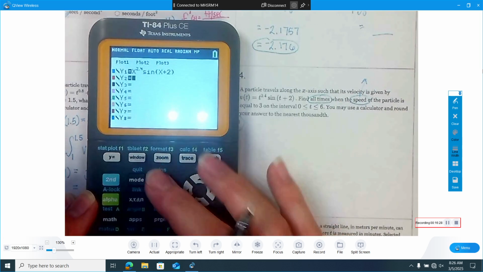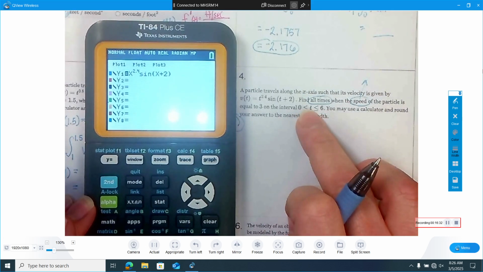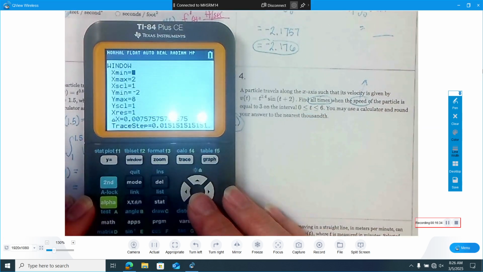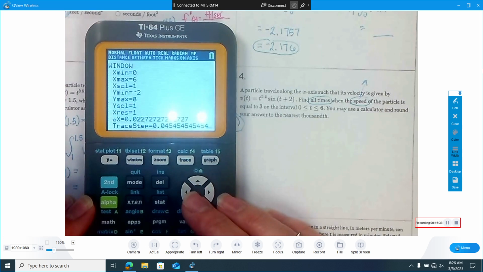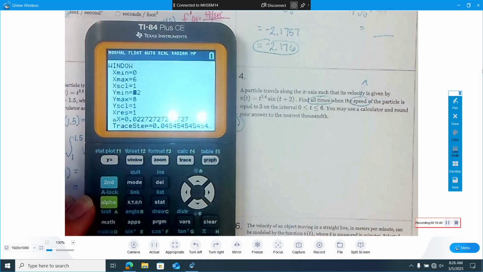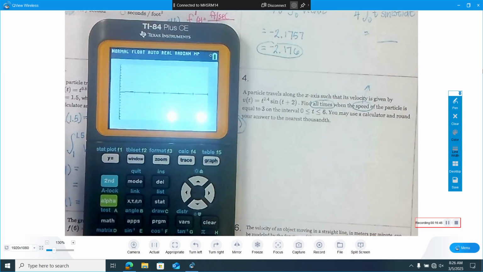All right, I'm going to delete that for a minute. My interval is from 0 to 6. So I want my window to be from 0 to 6. I have no idea what my y min and y max should be, so I'm just going to go from negative 10 to positive 10. Let's take a look at this function. So this is a velocity curve, but we're interested in when the speed. Tell me about the relationship between speed and velocity.